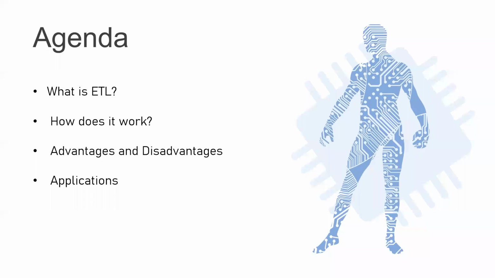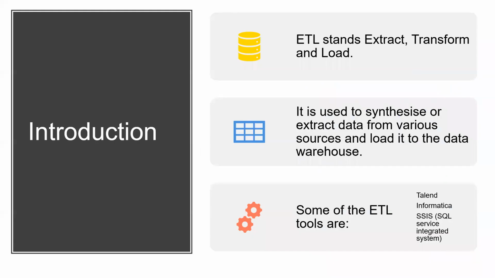Now, quickly going towards the agenda of today's session, we're going to know what is ETL, how does it work, its advantages and disadvantages, and some of the use cases or applications of it. So ETL, like I said, it stands for extract, transform, and load. It's used to synthesize or extract data from various sources and load it to the data warehouse.